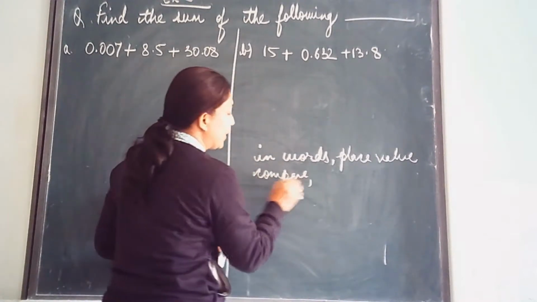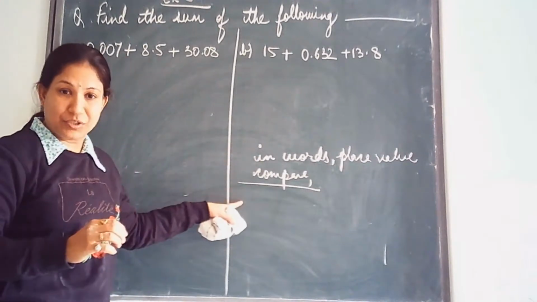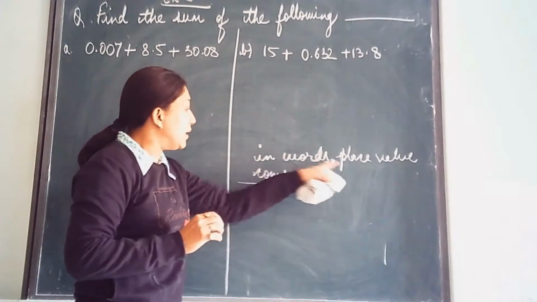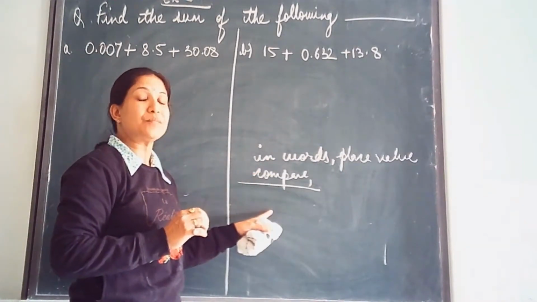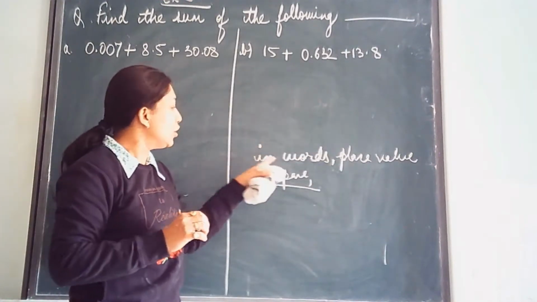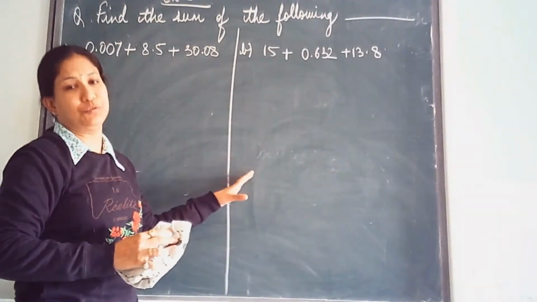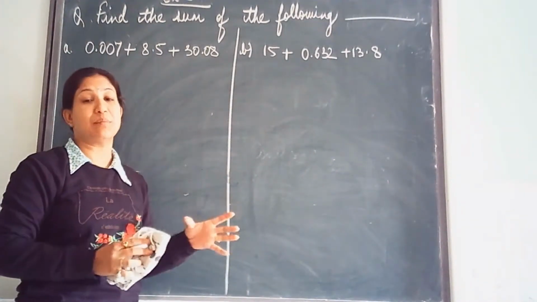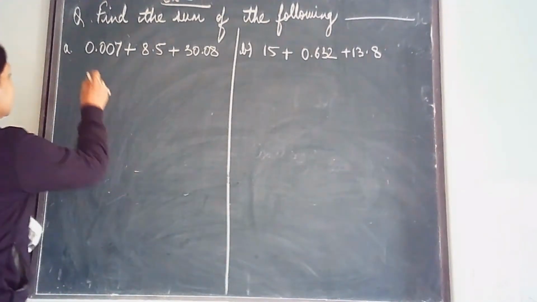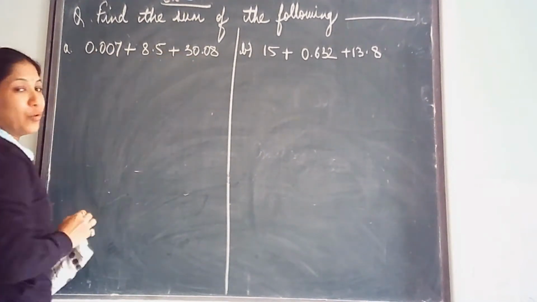Till here, we have done comparing. We knew that we have to draw the place value chart, and then you will get the answer. Looking at the chart, you will see its place value, or looking at the position, you will write it down in words. Only this much you have to do. The rest is the same as your general addition. Let's take 0.007, then 8.5 and 30.08.